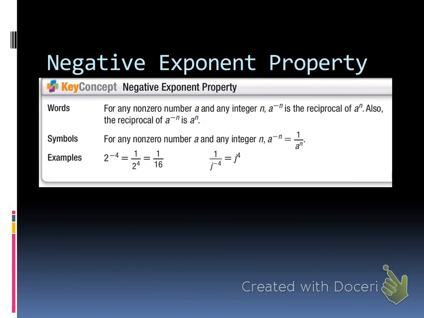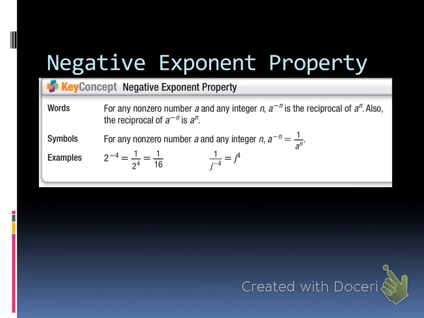Okay, last property we're going to learn. Remember how I said there were 7 of them? This is the 7th one. This is probably one of the hardest. It's called the negative exponent property. Negative exponents are bad. No good. Can't have them in your problems. And they're going to start showing up starting today.